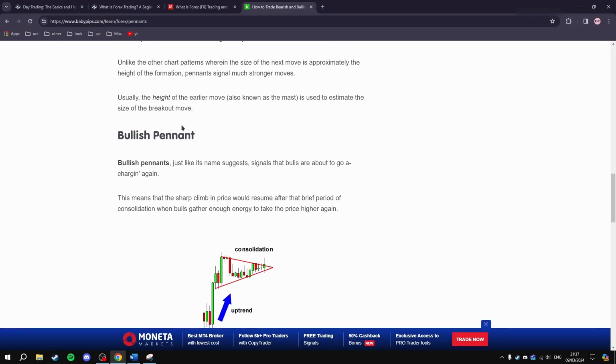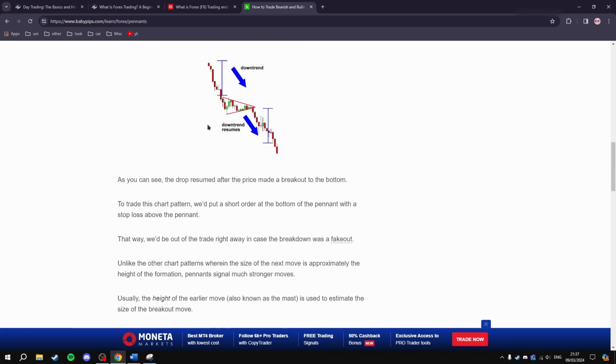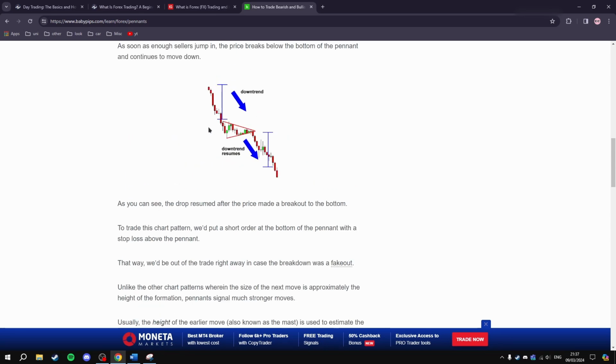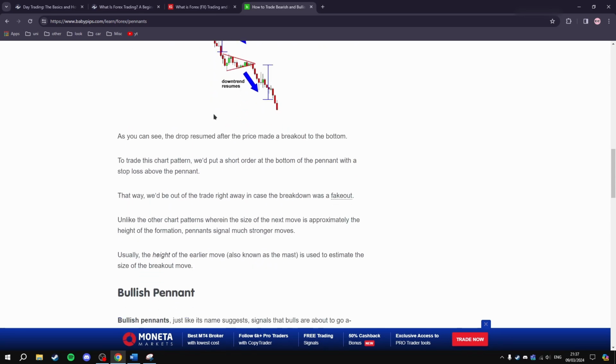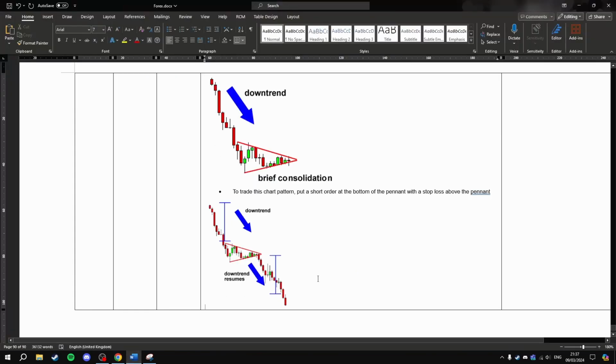Unlike the other chart patterns wherein the size of the next move is approximately the height of the formation, pennants signal much stronger moves. Usually the height of the earlier move, also known as the mast, is used to estimate the size of the breakout move. A bullish pennant.